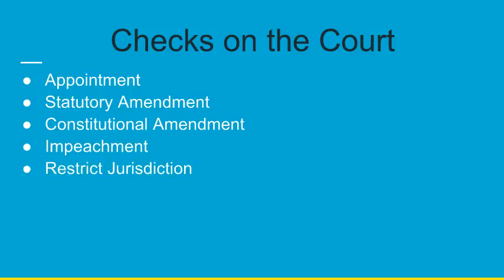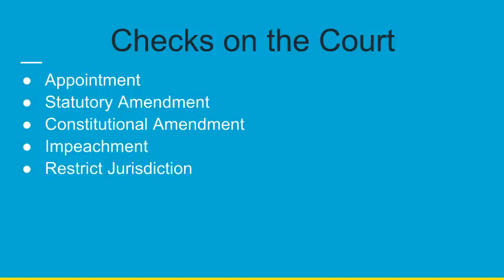Restrict jurisdiction. The U.S. Congress, under language found in the U.S. Constitution, can and has restricted the appellate jurisdiction of the U.S. Supreme Court. The original jurisdiction of the Supreme Court, the Congress cannot expand or contract. However, the appellate jurisdiction of the U.S. Supreme Court can be restricted by Congress. Congress could, say, pass a statute, and then in that statute also remove the ability of the Supreme Court to consider whether that statute was constitutional or not.